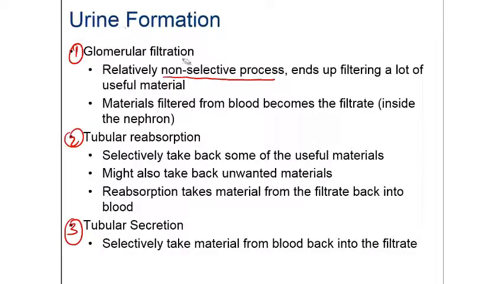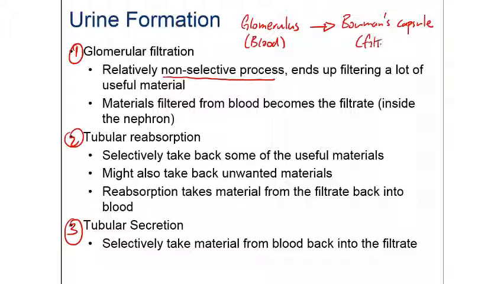So typically speaking, glomerular filtration involves taking stuff from the glomerulus, which inside would be blood, and putting it into the Bowman's capsule. Once it goes into the Bowman's capsule, it's now called the filtrate.